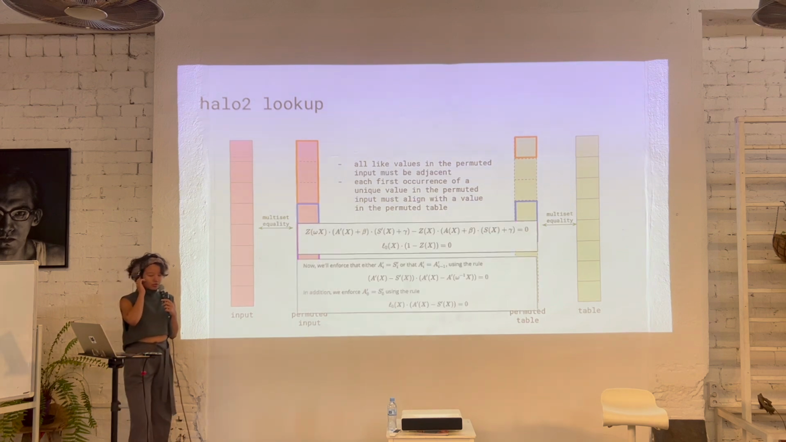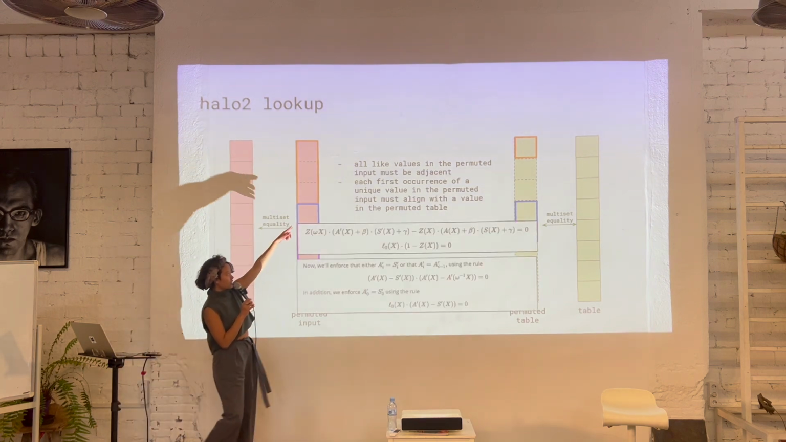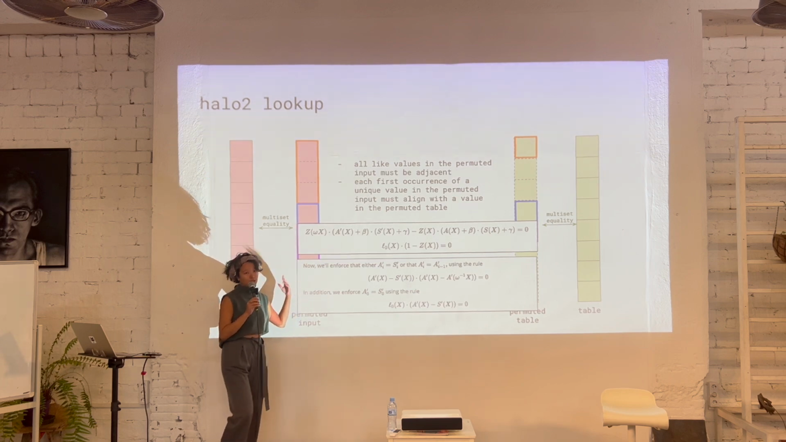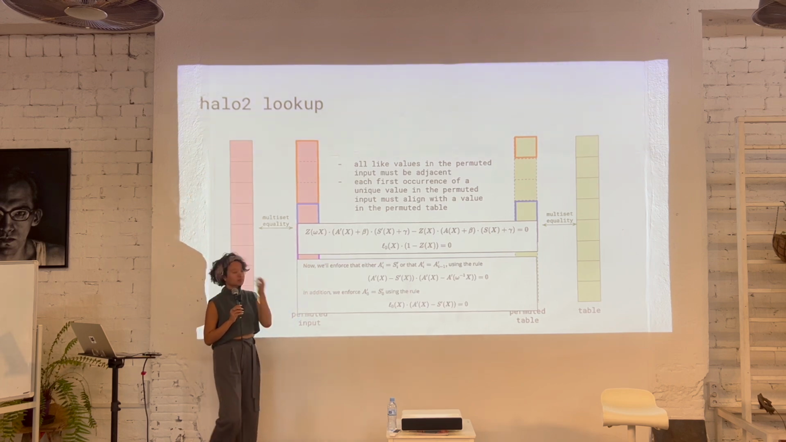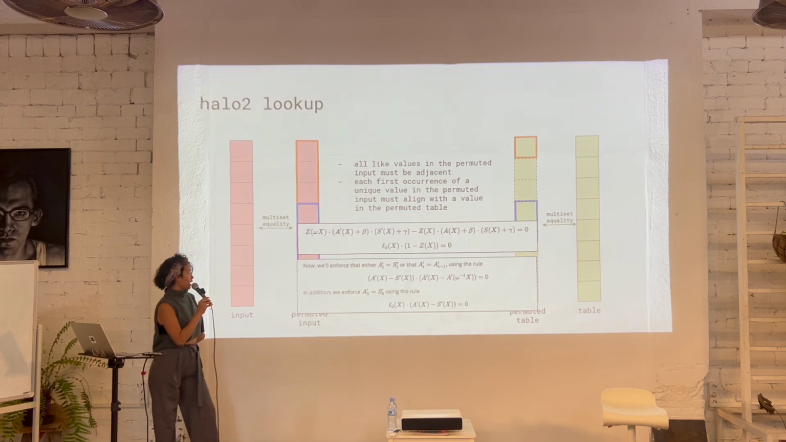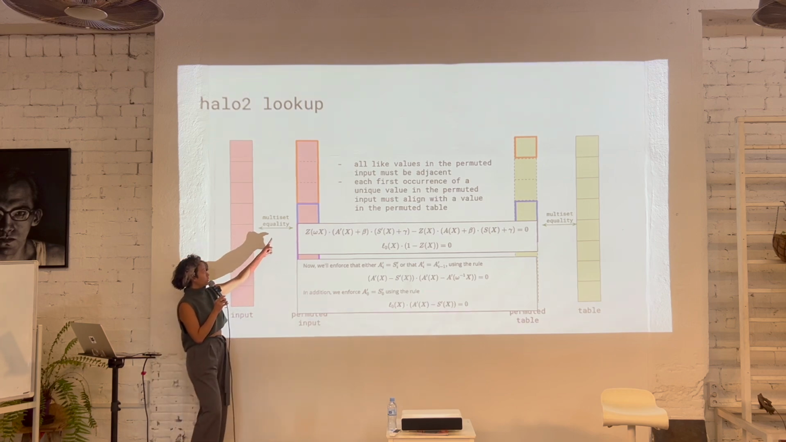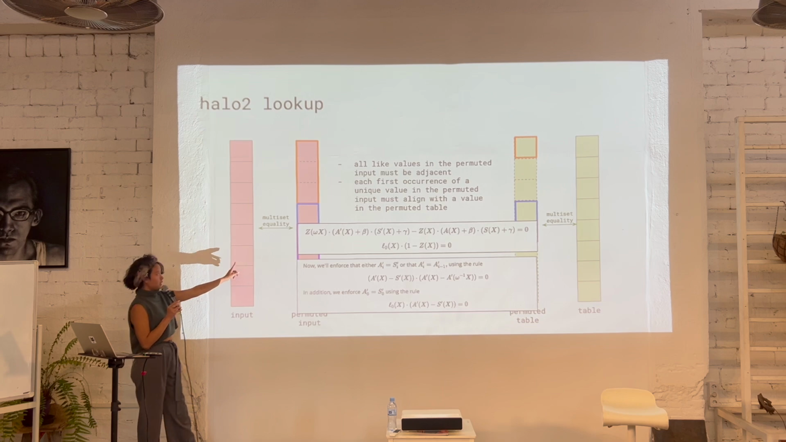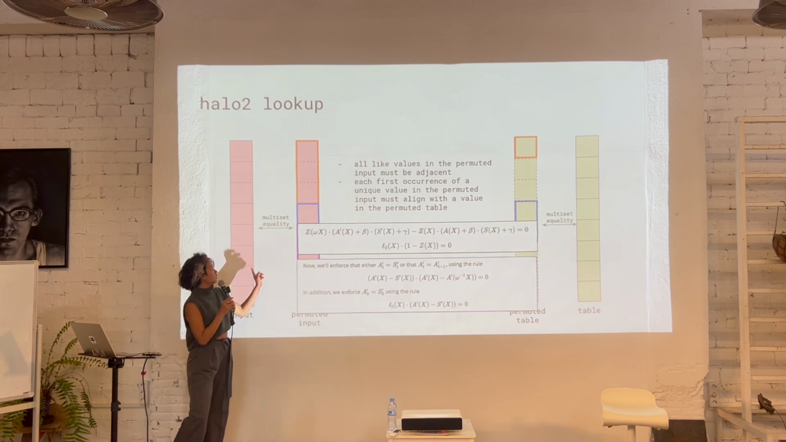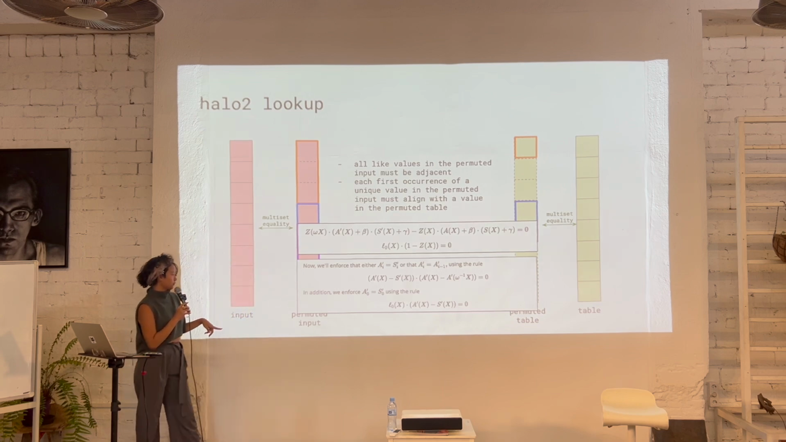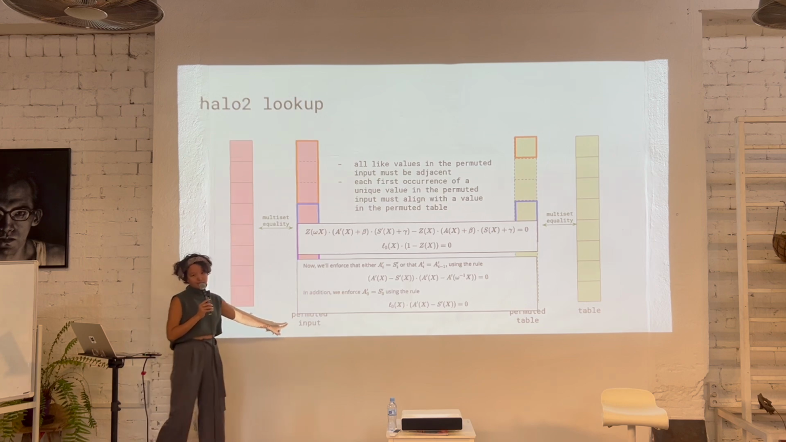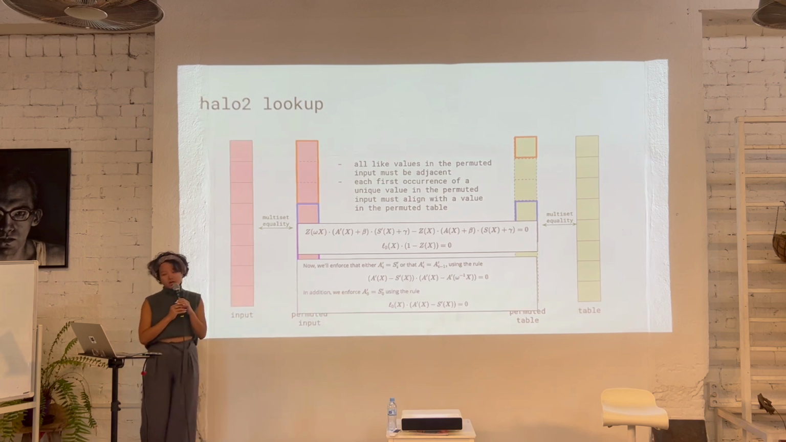What we just said in English here is enforced in polynomial identity form here. It's also worth noting that multi-set equality is used as a primitive to check that you indeed did a full permutation of the input and table.